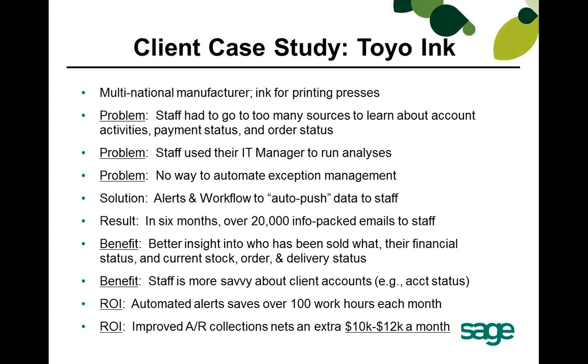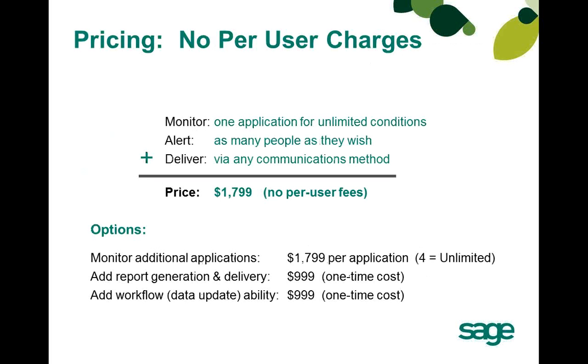And speaking about collections, my favorite ROI for Toyo Inc. is the very last one shown on this slide. By automating the collections process for accounts receivables, Toyo Inc. was able to realize an increased revenue of approximately $11,000 every month. Pretty impressive ROI, in my opinion.